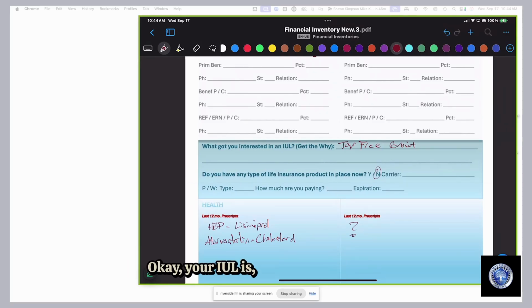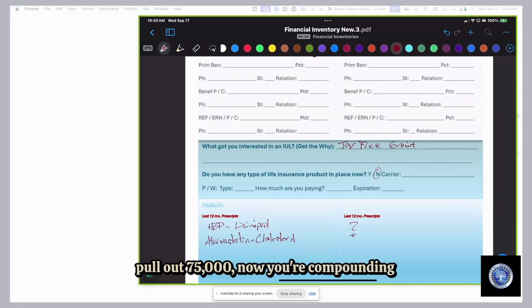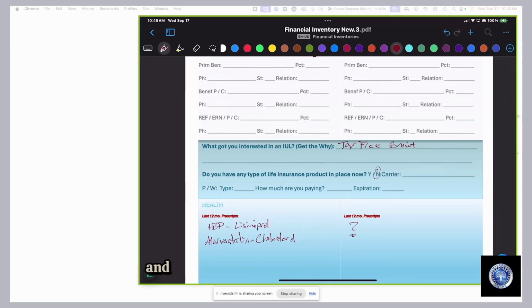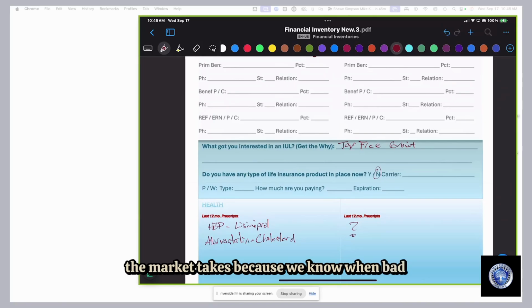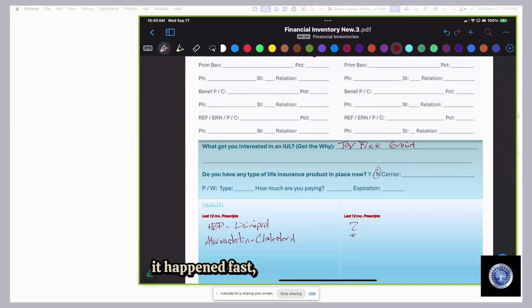But on top of that, even though you pull out 75,000, now you're compounding interest on the 25,000 that's still left in there, and you're still at risk of market loss if the market tanks. Because we know when bad things happen, they happen fast. If you look at 2008, when the market tanked, it happened fast. Almost seemed like overnight. When COVID happened in 2020, the whole world shut down in a month. When bad things happen, they happen fast.